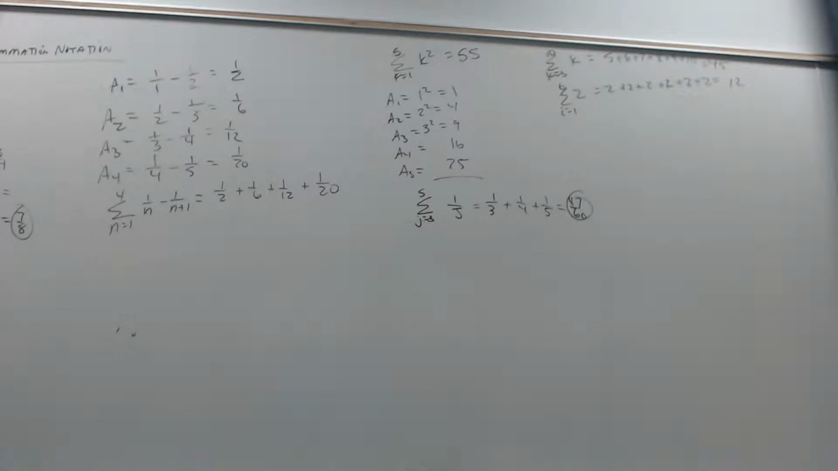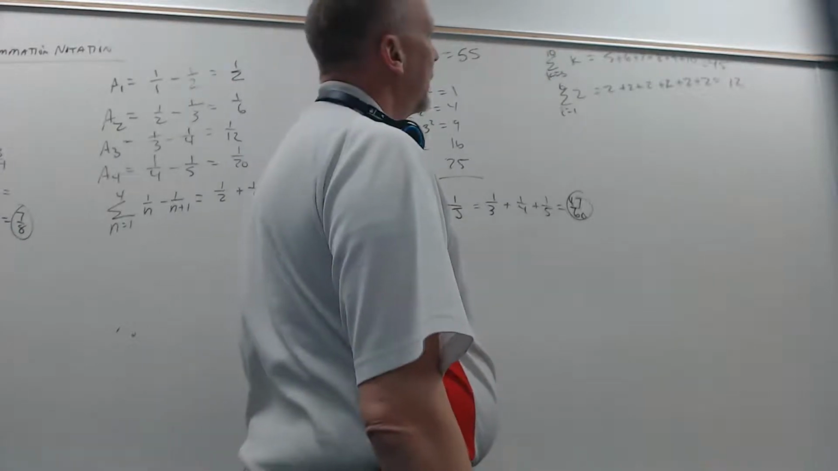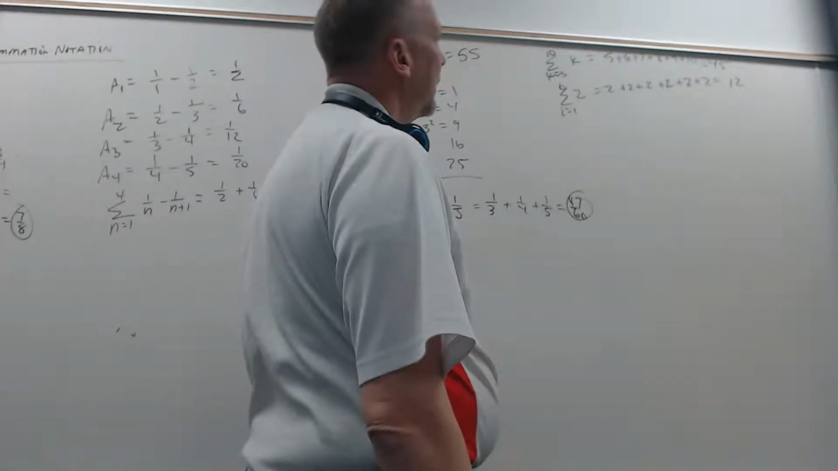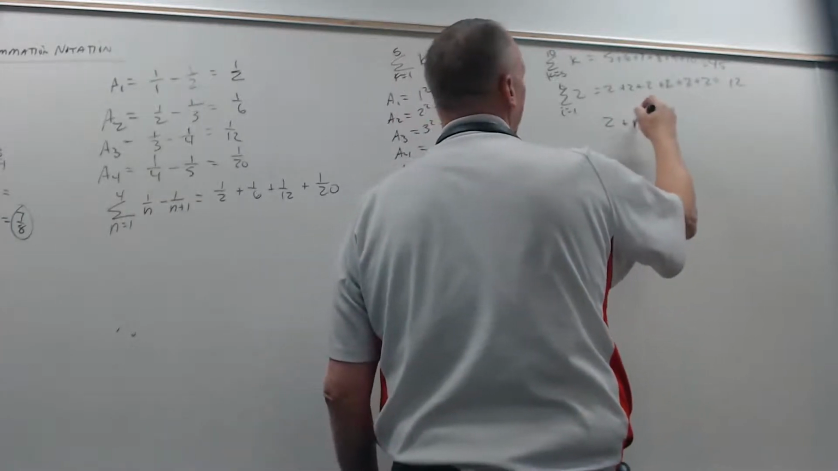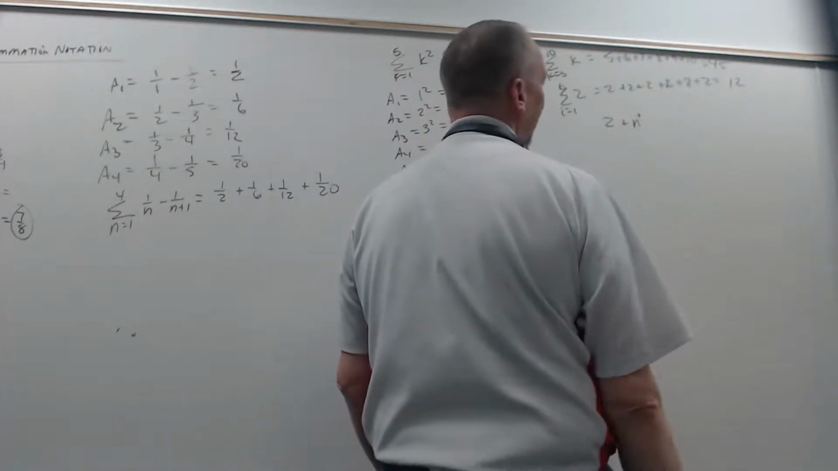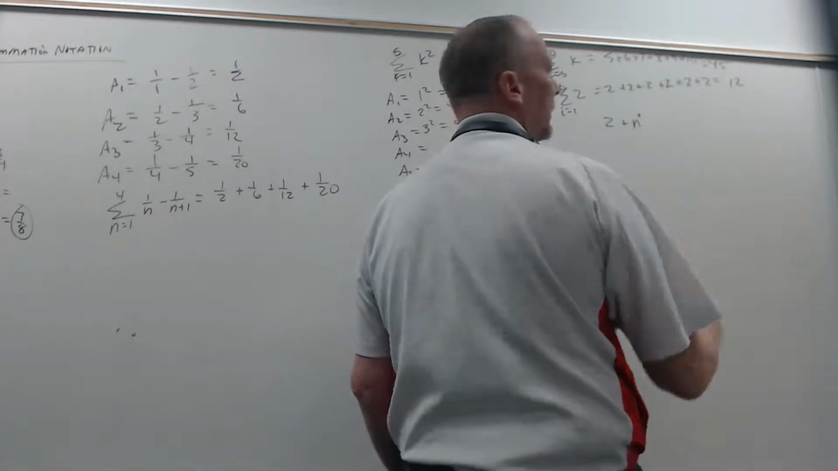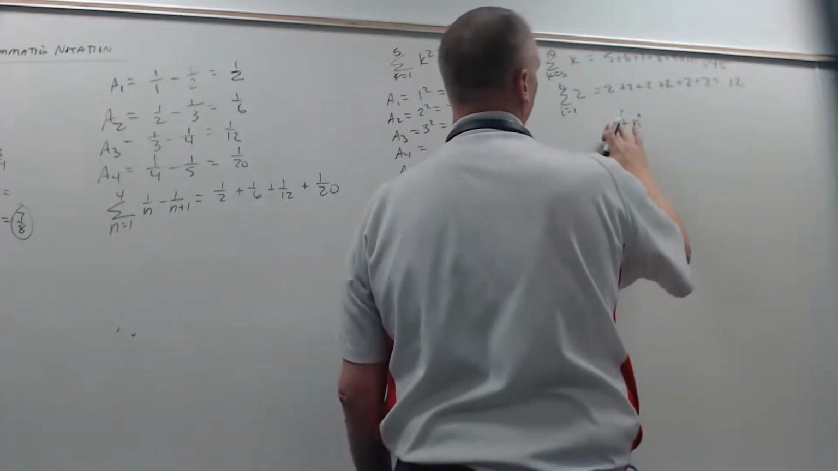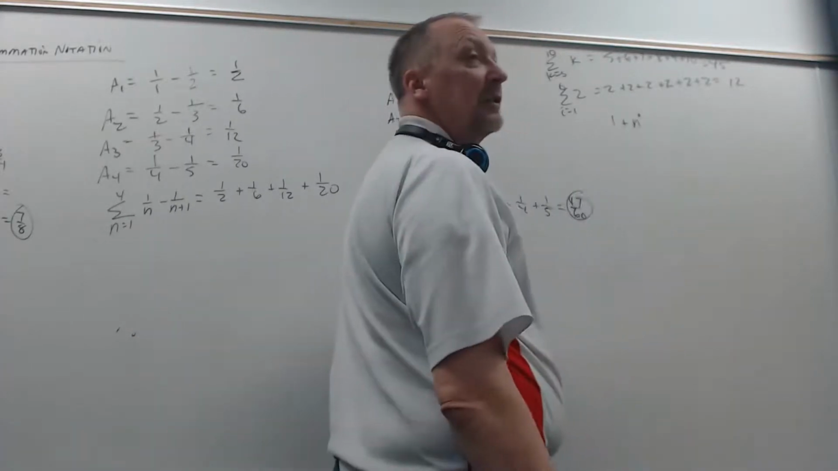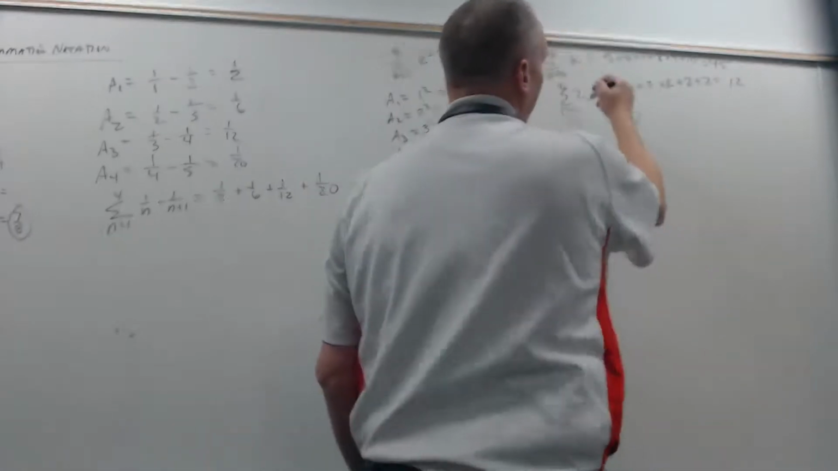Yes. Could that also be written as 2 plus a number to the 0 power? I guess it could. Is that right? No, because that would be 3 every time. Could you just do 1 plus a number to the 0 power, right? Yeah. Because that would be 2 every time. Or you could just write 2.